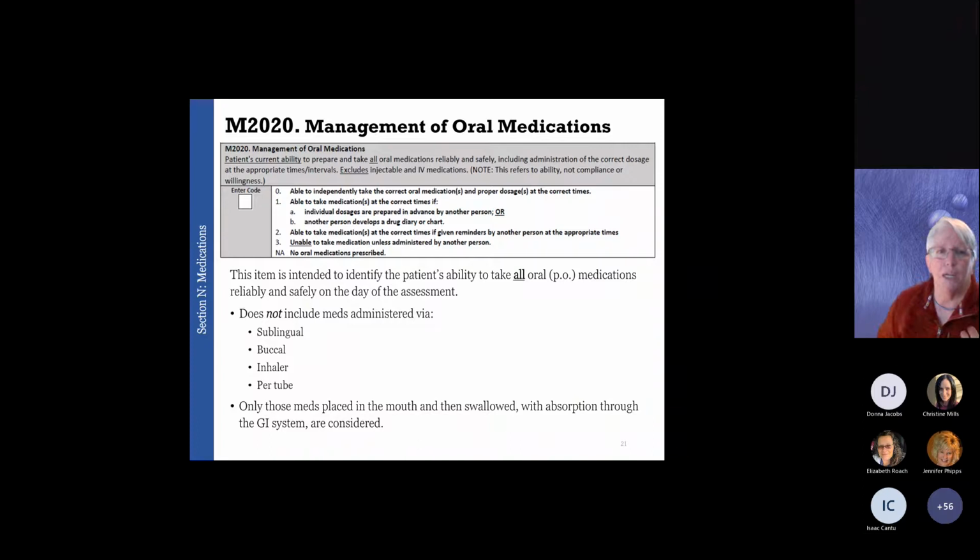So M2020, management of oral meds. This is for medications they're taking orally, which means it doesn't include anything taken sublingually, so nothing under the tongue, and nothing that's buccal, inhaled, or per the G tube. The milkshake going down the G tube is not an oral medication if there are pills in it. It doesn't work that way. It's got to be taken PO, by mouth. Only those meds placed in the mouth and then swallowed, with absorption through the GI system, are considered.